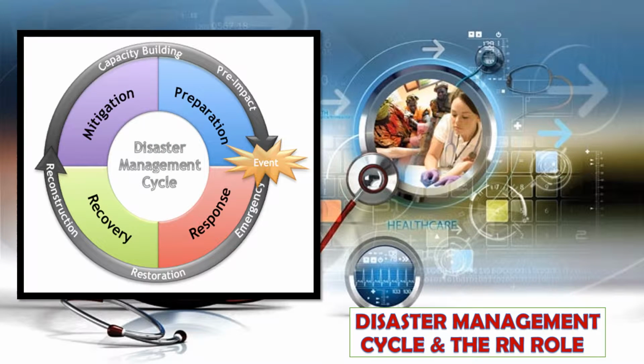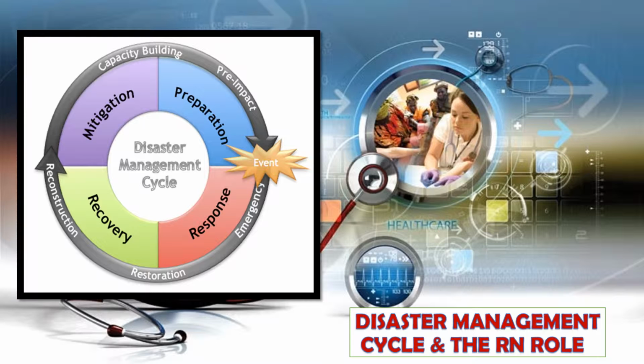Let's talk about the disaster management cycle. The disaster management cycle includes 4 stages. As you can see here, the stages are prevention or mitigation, preparedness or preparation, response, and recovery. Okay?